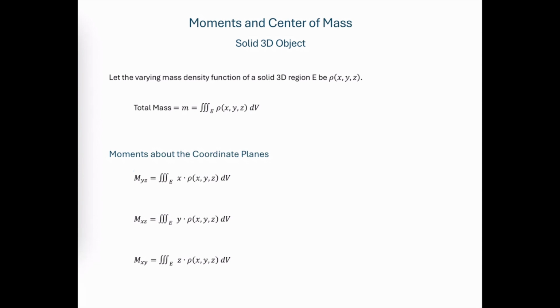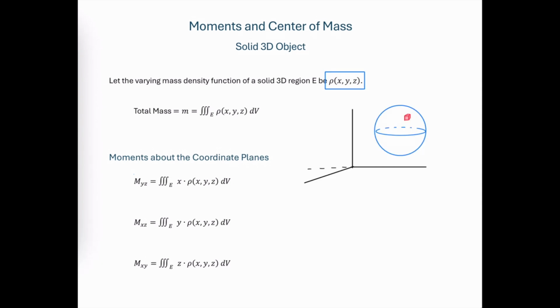We're now going to look at calculating the moment and center of mass of a solid 3D object that has a varying density function. Now the basic idea here is that we're going to consider a small rectangular solid, and the mass of that tiny block is going to be the mass density times the volume of that block. And then we add up infinitely many of those in order to get the total mass.